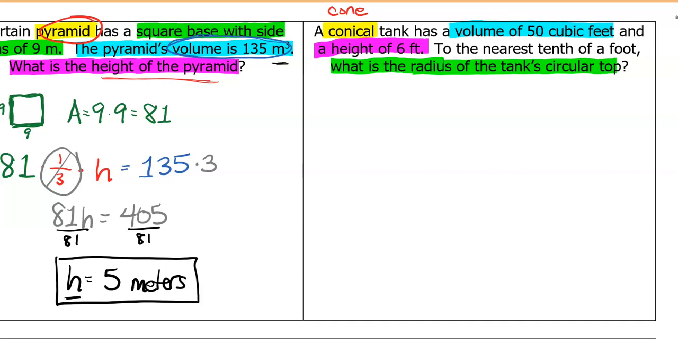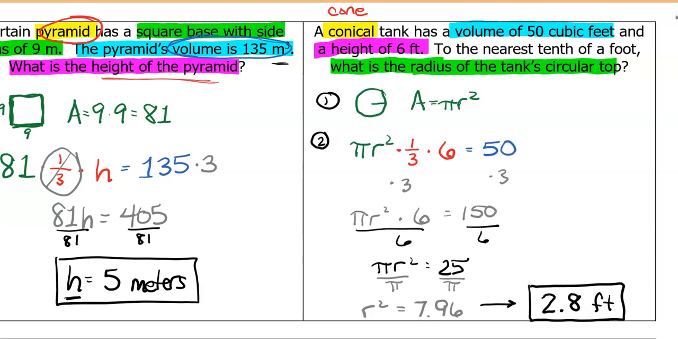Okay, so final answer here was 2.8. The instruction said 1/10 of a foot. If you had gone to 2 decimal places, I would forgive you. But here we focused on the base first. The trouble was that we didn't have a number to plug in for r, but that's okay. I just left that as pi r squared. The fact that we were dealing with a cone told me to put in a 1/3, and the height of 6 feet told me to put a 6 right there.